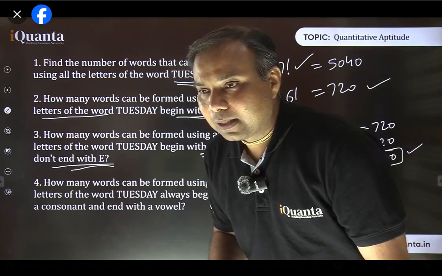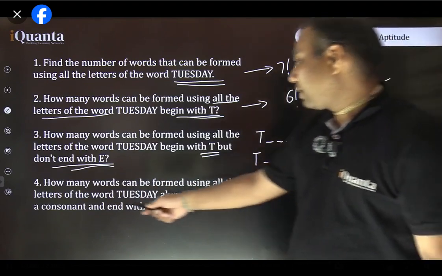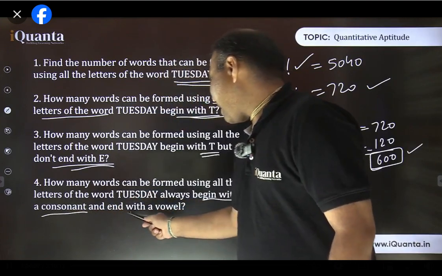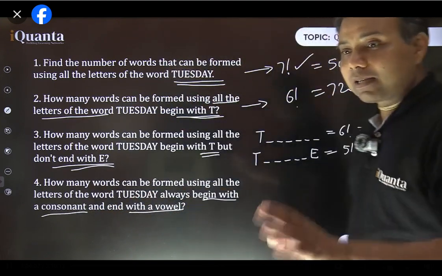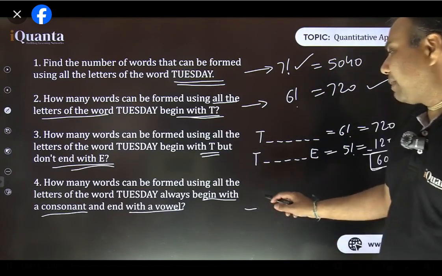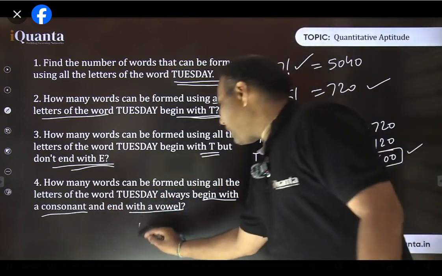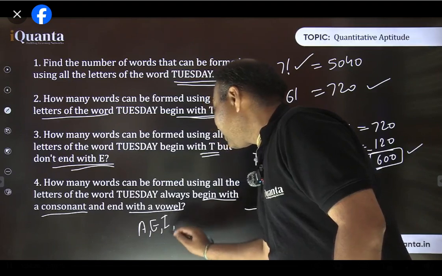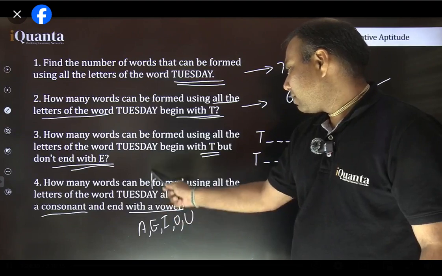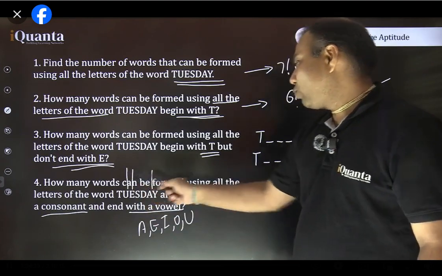Okay? And similarly, now the last question. How many words can be formed using all the letters of the word Tuesday, which always begin with a consonant and end with a vowel? Now there's a constraint on the first and last places. In the intermediate 5 places, there is no constraint. I hope you remember what is a consonant and what is a vowel. A, E, I, O, U are called vowels. A is here, E is also here, I is not there, O is not there, U is there. So there are 3 vowels.